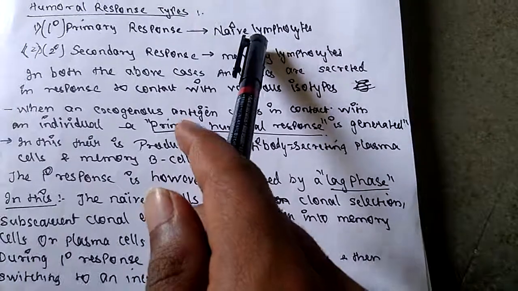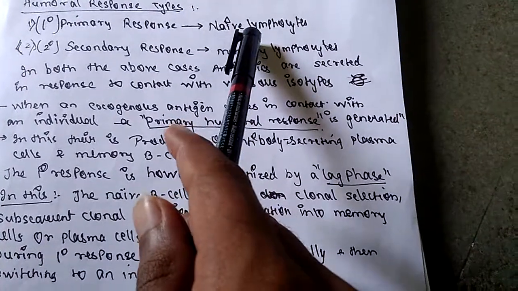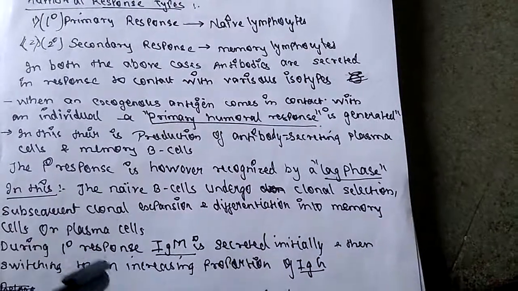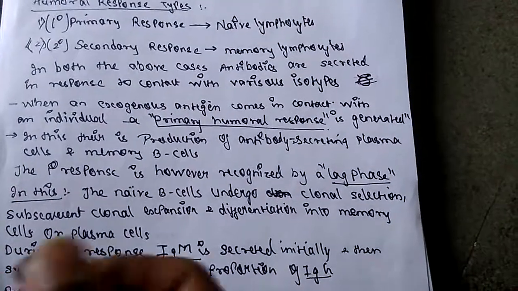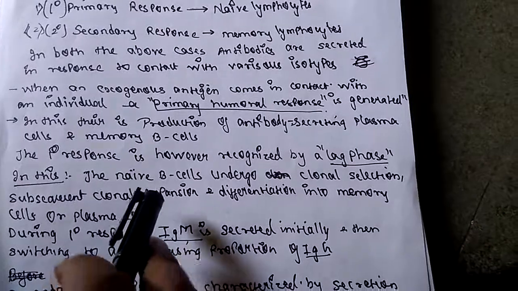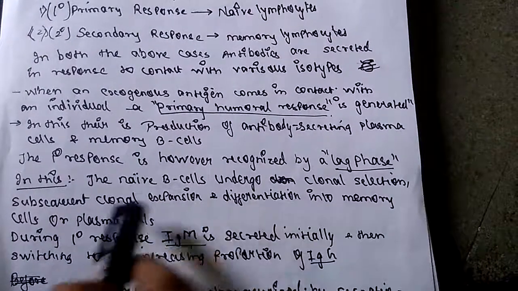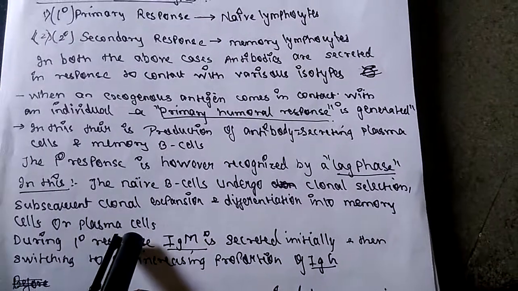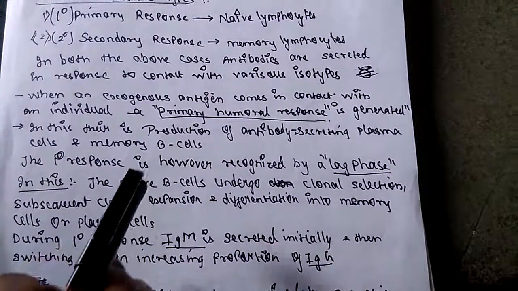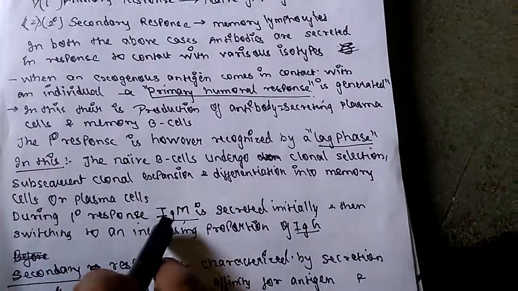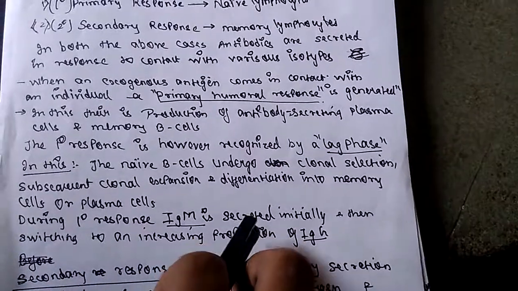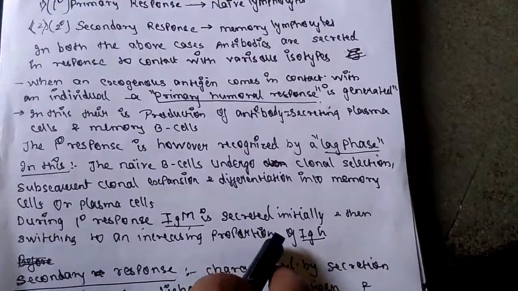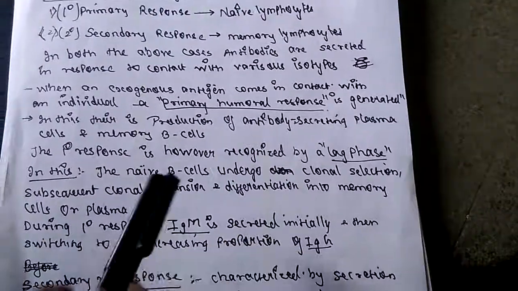These naive lymphocytes further differentiate into plasma cells and memory lymphocytes, and there are lots of other changes taking place, like the naive cells undergoing clonal selection, subsequent clonal expansion, and differentiation into memory cells or plasma cells. During the primary response, IgM is secreted initially, and then there is switching to IgG. This is basically class switching.